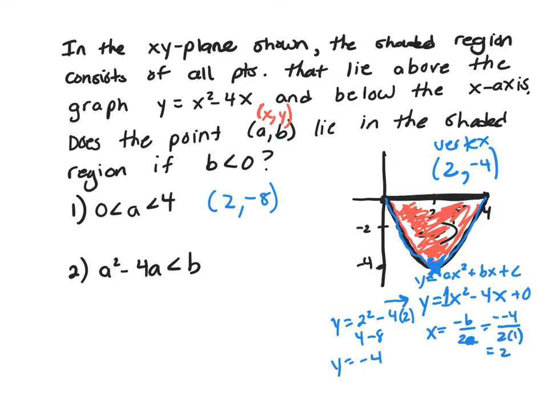If you were to draw a vertical line down through the vertex and fold that parabola, if you were to take this side and fold it to the left, it would lay on top of the other side. So it's symmetrical about that line of symmetry.